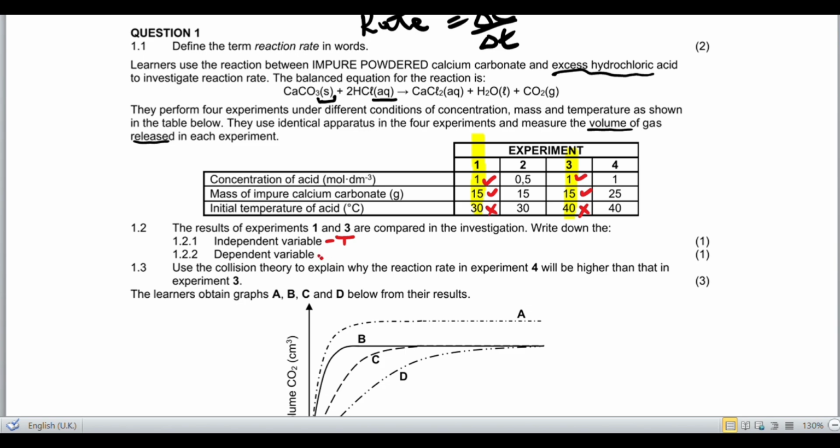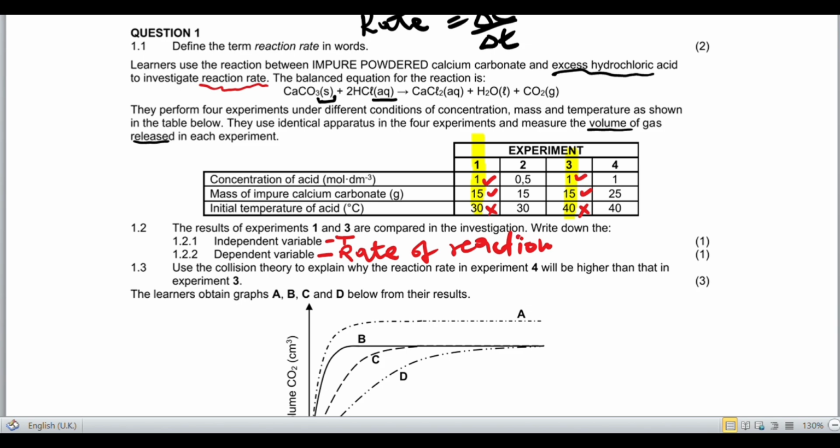Then size kwi-dependent variable. What we were investigating apha is the rate of reaction. Sifuna ukujonga uba when the temperature is not the same, what will happen to the rate of reaction? Therefore, the rate of reaction is the dependent variable. So sibe siyiphendula ngolo hlobo.